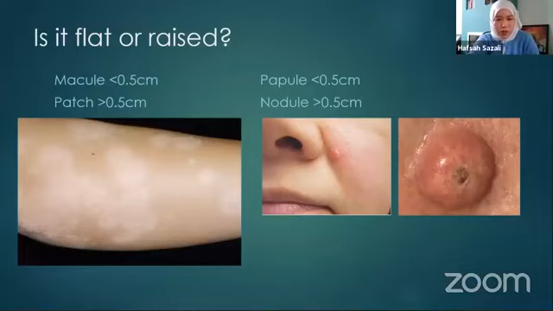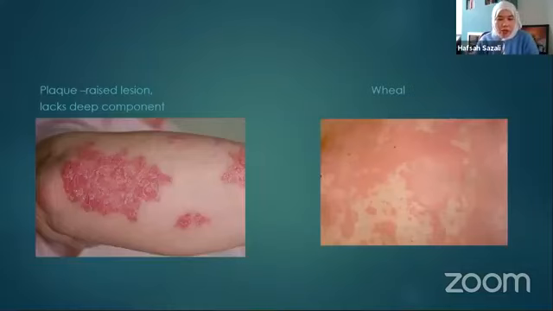And plaques. Plaques are also raised lesions, usually with a flat surface, but they lack the deep component that is there in nodules. Usually they are larger, more than 2 centimeter, and they usually have a scaly surface. Wheals are the term that we use to describe hives or urticaria, and these are usually firm edematous papules, nodules and plaques, and they are usually pruritic.